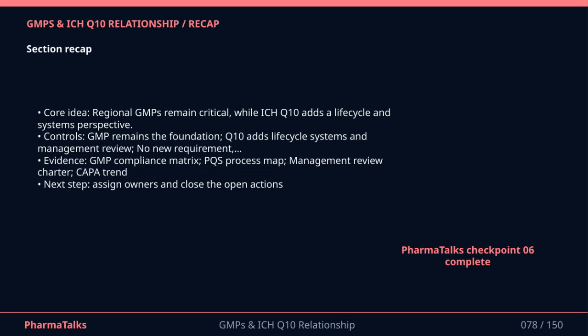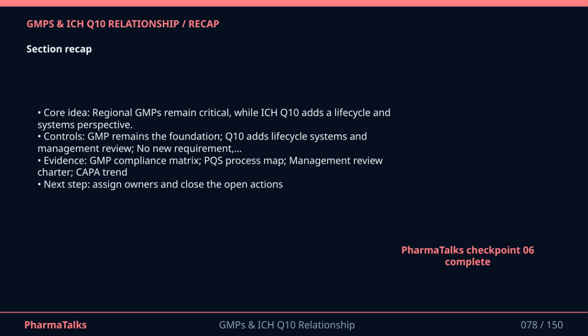Let's recap the relationship between GMPs and ICH Q10. The core idea here is that regional good manufacturing practices, or GMPs, continue to be essential. However, ICH Q10 complements them by adding a life cycle and systems perspective, helping to ensure comprehensive quality management throughout the product's entire life cycle.